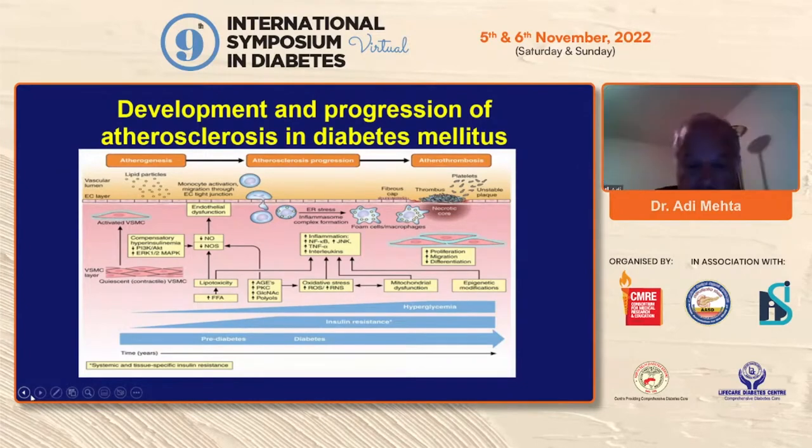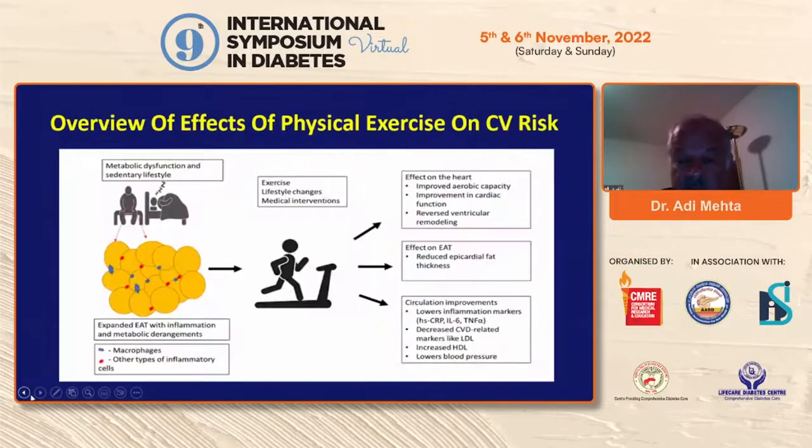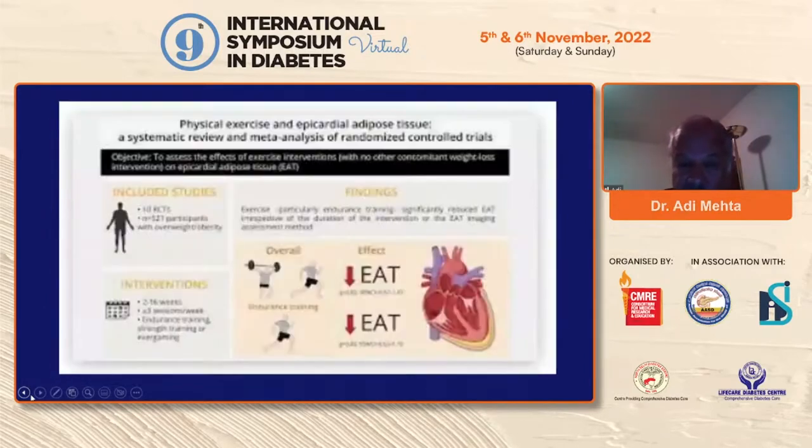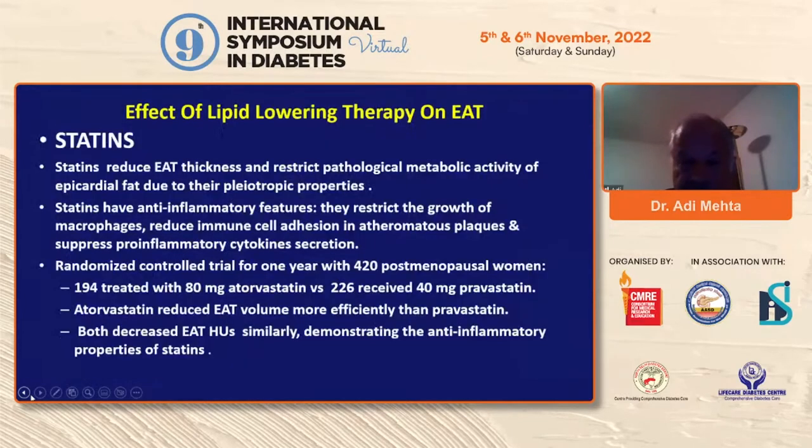Sorry, I will finish. So notice pre-diabetes, then diabetes. So clearly, pre-diabetes is a very high-risk situation. In treatment, you want to talk about exercise. Exercise works all the time. And in fact, a meta-analysis showed that overall, and then certainly endurance exercise, clearly drops the epicardial fat.